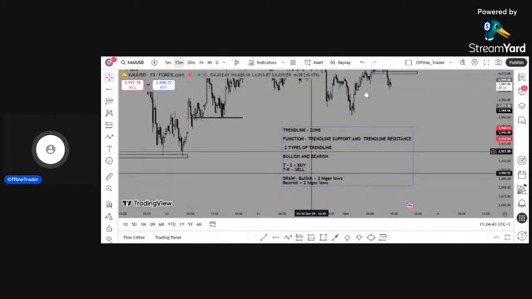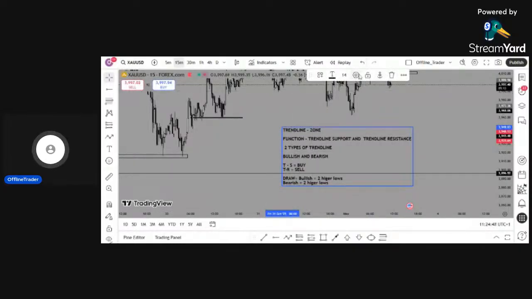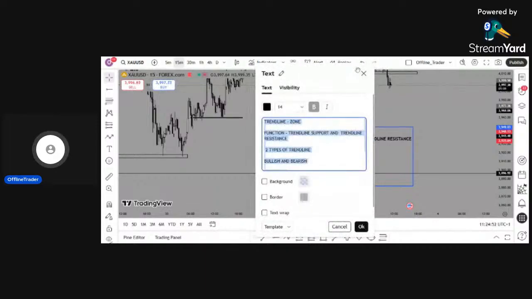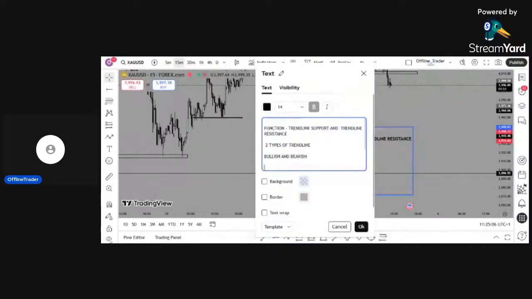I forgot to add something. When the trend is bearish, we just need the two lower highs to draw our trend line. We connect them together and our trend line forms. And when the market is bearish, we work with trend line resistance also. Don't forget that.